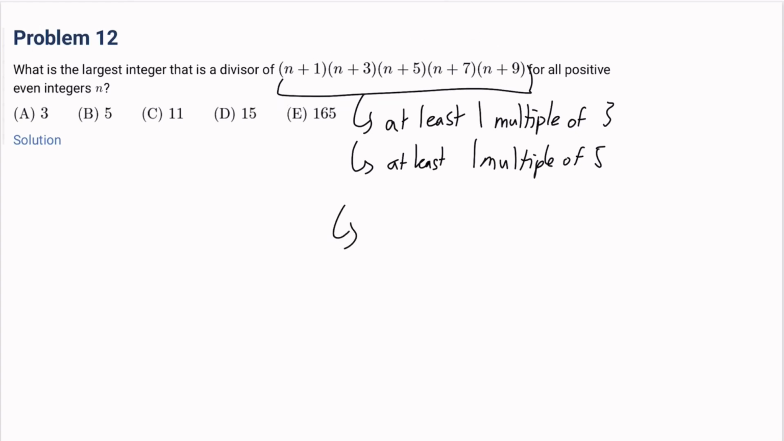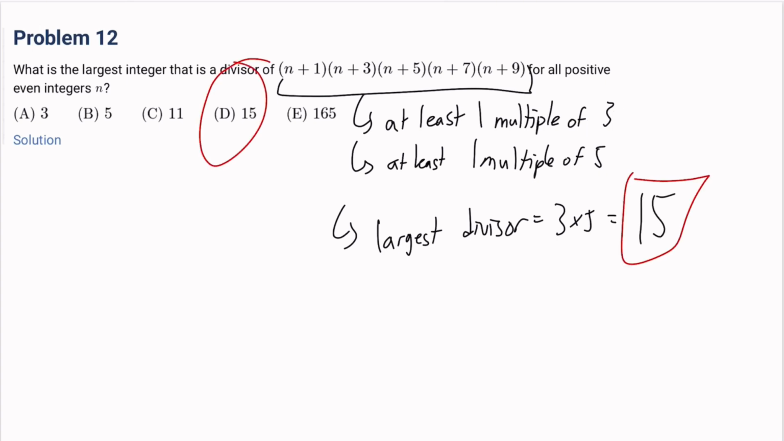So the largest divisor, this is 3 times 5, which is 15. So it's 15, it's D.